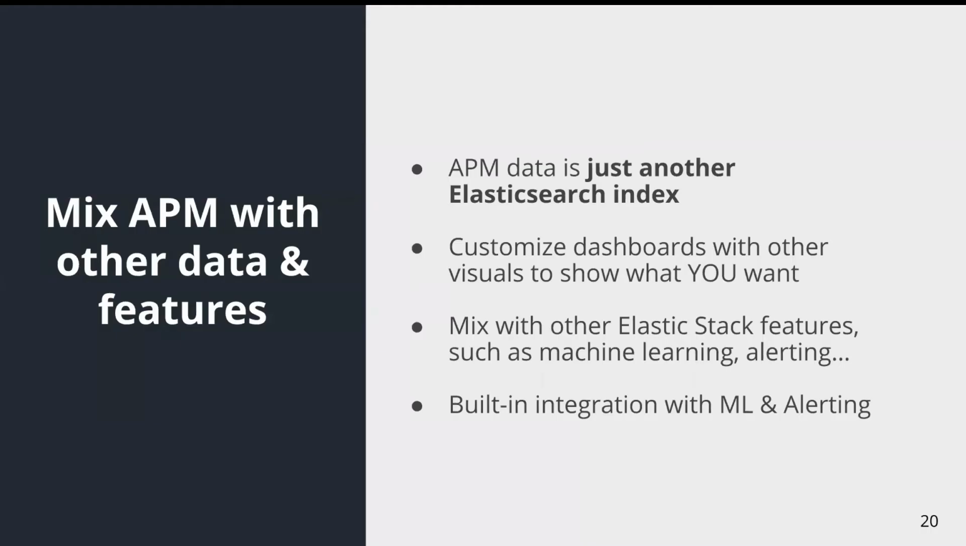So you could also mix APM data with other features. APM data, or the application data, is just another Elasticsearch index which contains the timestamp. So you could just correlate and do all of this pretty easily, and there is no bar. You could do a ton of things.